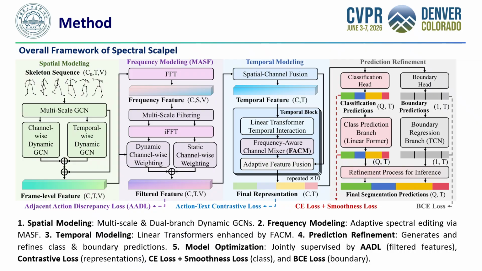This figure details our 4-stage framework. First, spatial modeling captures joint dependencies using multiscale and dynamic GCNs. Second, frequency modeling leverages MASF to adaptively edit the action spectra. Third, temporal modeling integrates global context via linear transformers, enhanced by FACM for frequency domain channel mixing. Finally, the prediction refinement stage outputs the classification and boundary results. For optimization, as shown at the bottom, the entire framework is jointly supervised by 4 objectives: our proposed AADL, a contrastive loss for semantic alignment, alongside standard CE and BCE losses.